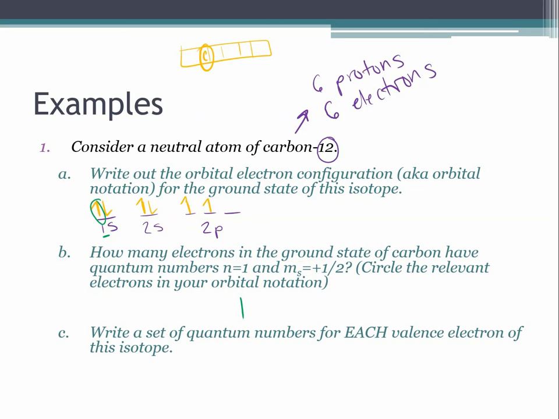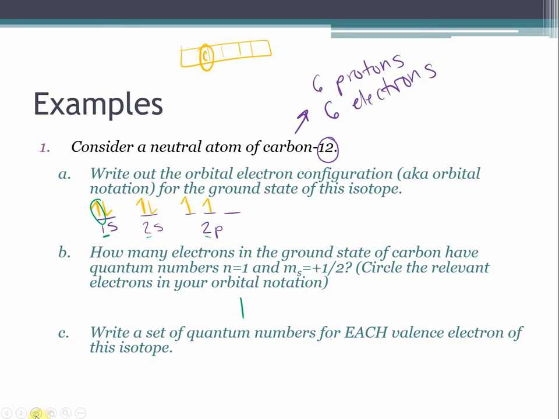And letter C says, write a set of quantum numbers for each valence electron of this isotope. Well, carbon should have 4 valence electrons. In this case, they're the ones in the second energy level, right? So we have 2s and 2p. Within our second energy level, there's 1, 2, 3, 4 electrons. So that all checks out. We're going to have to write 4 sets of quantum numbers.